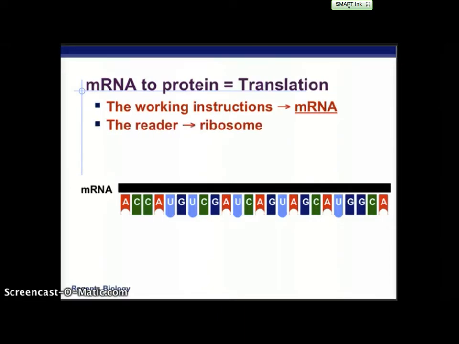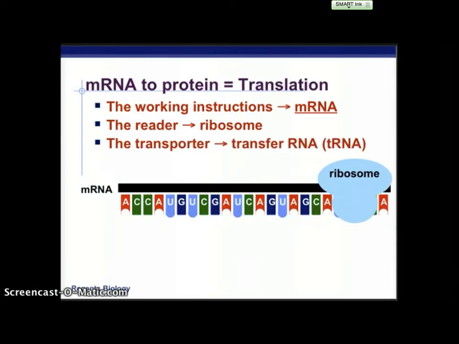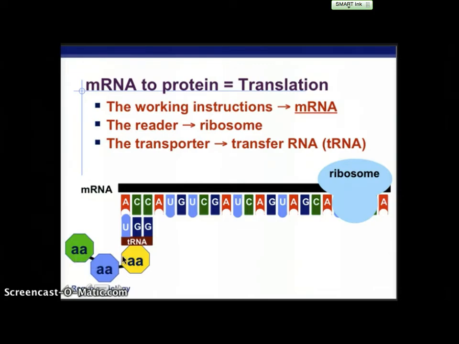The reader is the ribosome, and the transporter is the transfer RNA. So we'll see here the transfer RNA brings this over, then it detaches. Meanwhile, the amino acids are slowly being linked together.